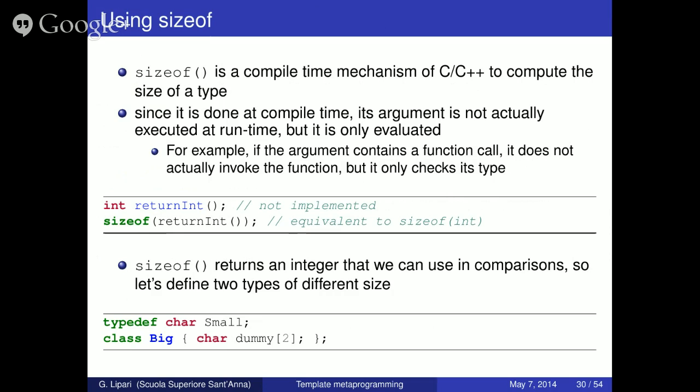So we are going to define two types of different size for sure. We are going to define small as a char, and we are going to define big as two chars. So for sure we know that the size of big is larger than the size of small. For every compiler, for every platform, for every architecture of the processor, big has a larger size than small. We are sure about it.